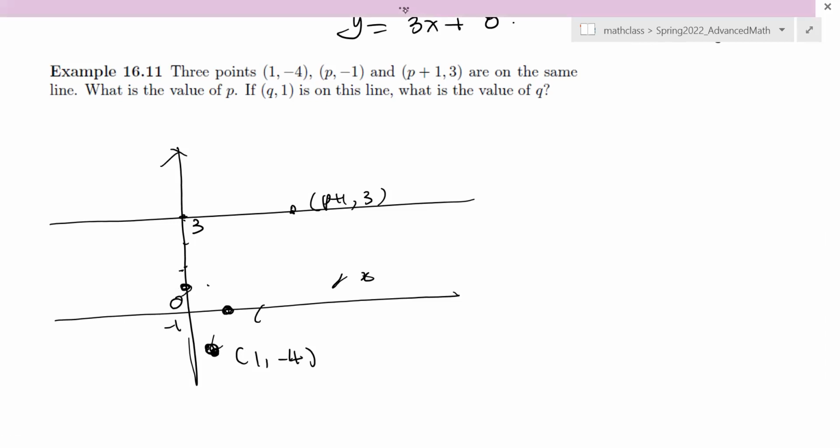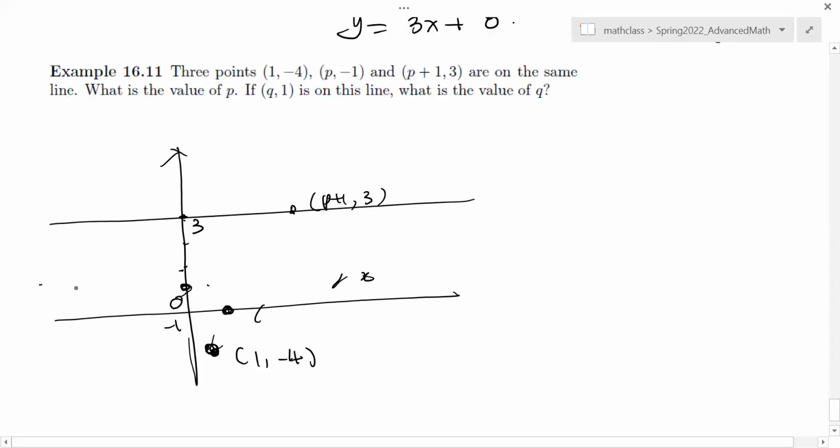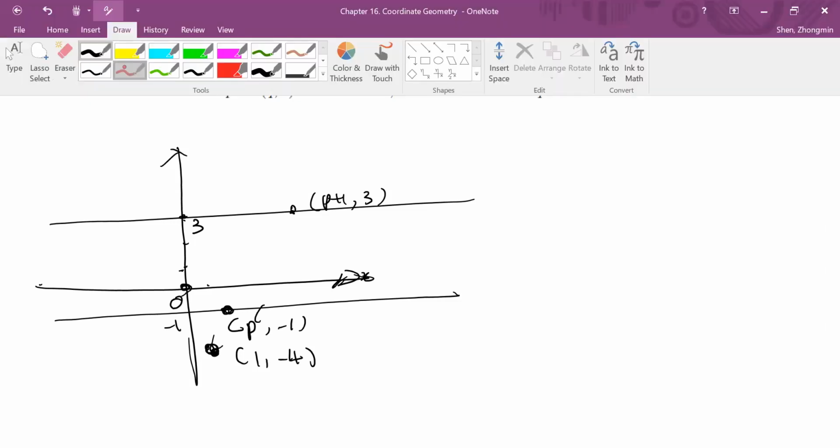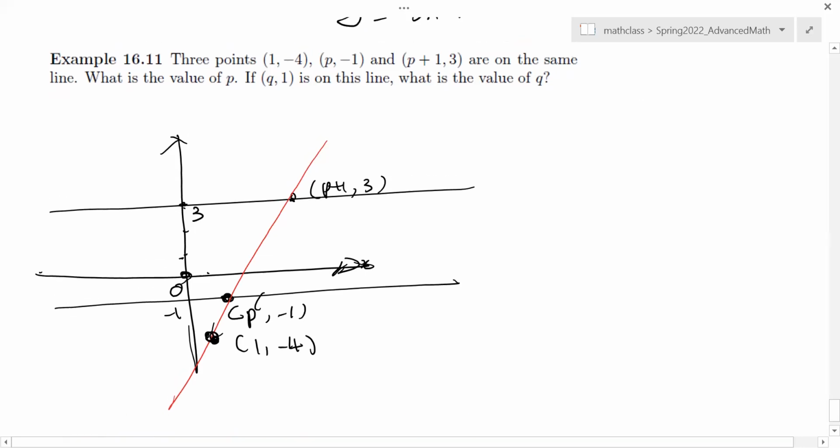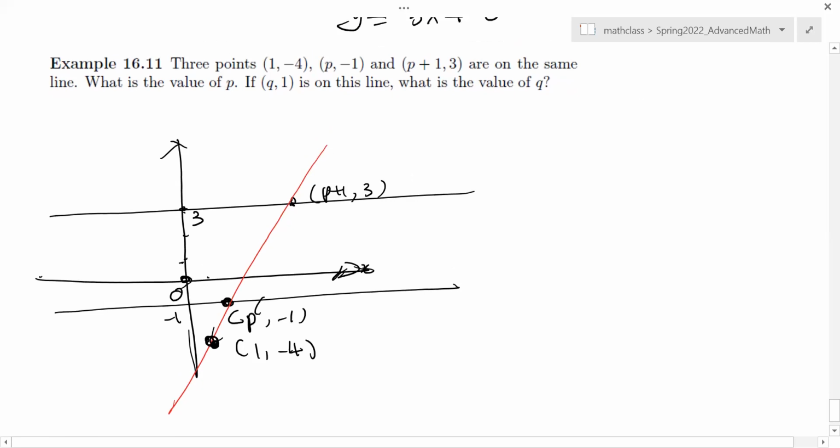This is the x-axis. Okay, this is the point (P, -1), and this is a straight line. First of all, you use those 2 points to find the slope. Using these 2 points to find the slope, the slope of this line is actually fixed.